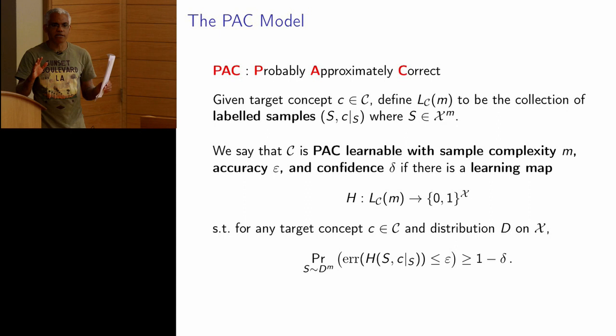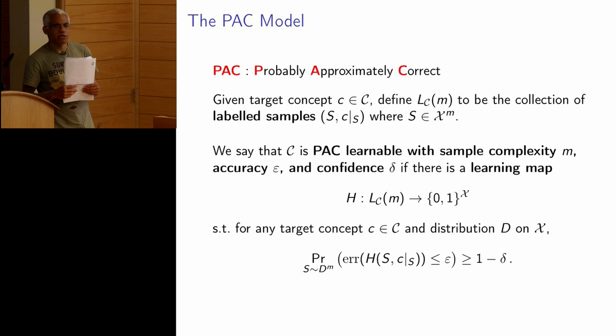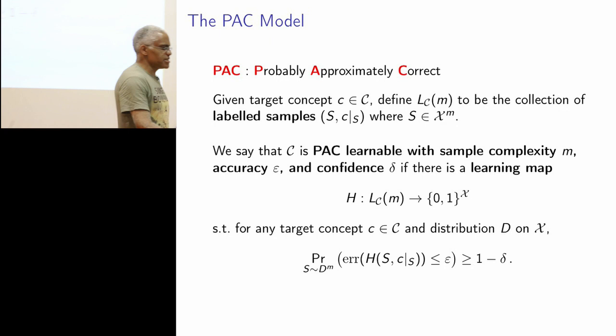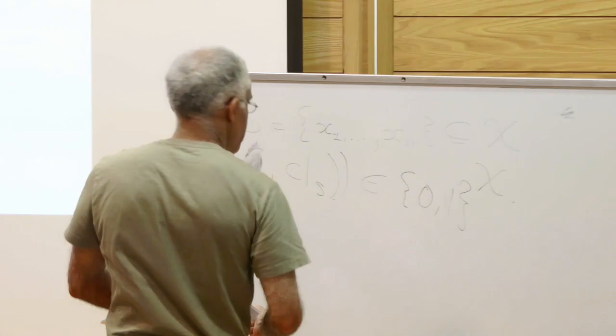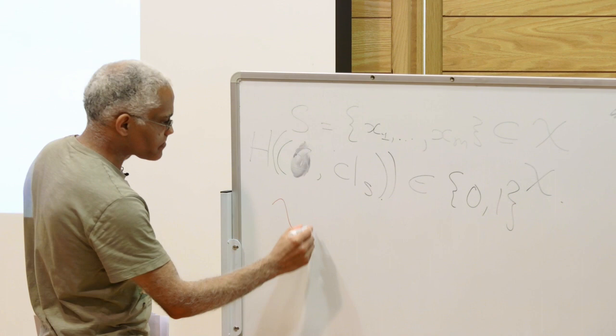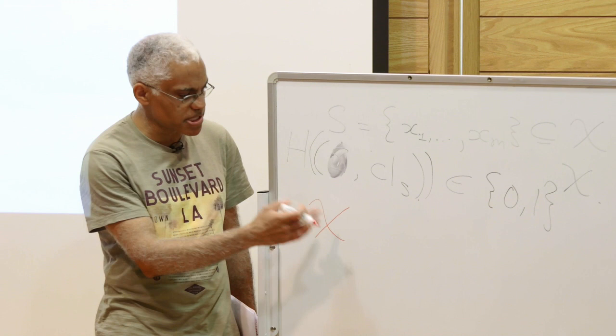You mentioned the word distribution. I'm sorry, what does distribution mean? Aha. Okay, good question. So it's a probability distribution on the input space here. And let's assume that the input space is discrete. So I'm assigning a probability to every element.